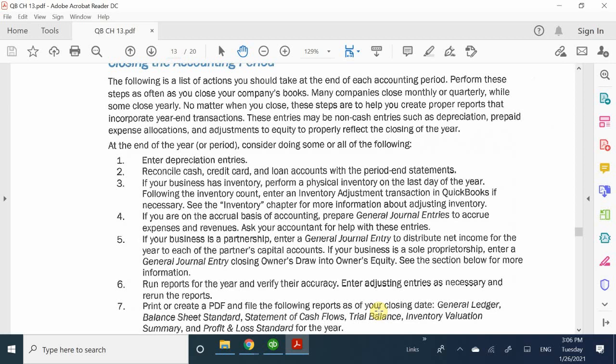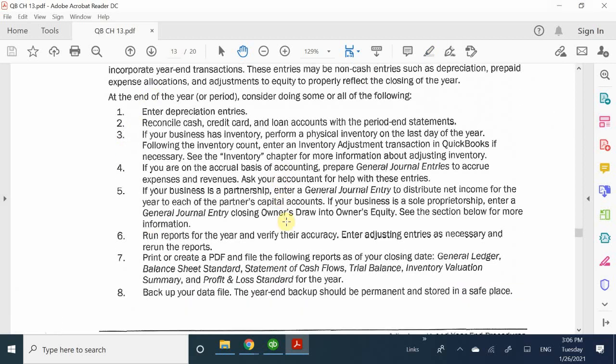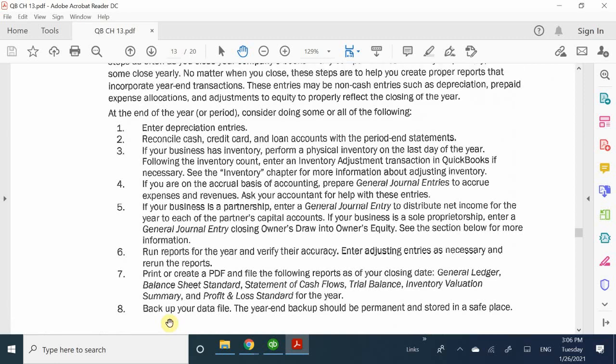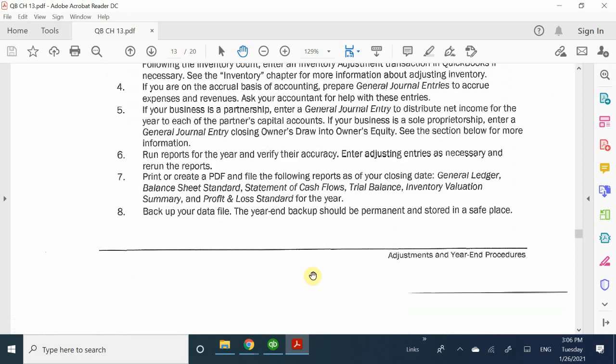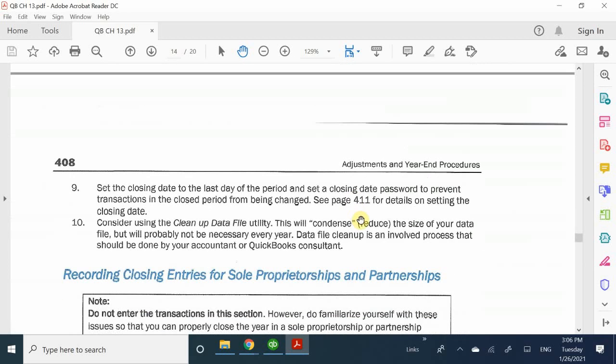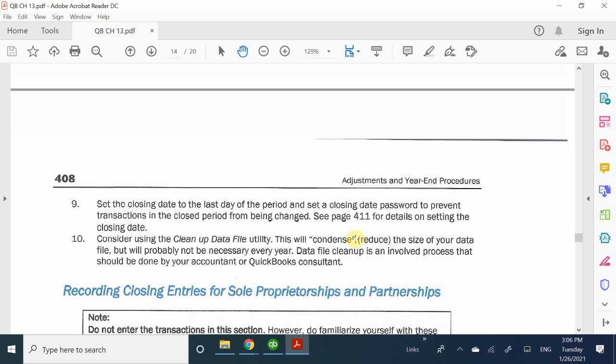Then step number 6 says right here that you're going to run reports. So again, we're going to create your financial statements. And then number 7 says print out and create PDFs, etc. Step number 8 is going to be back up your company file. Okay, that's very important.